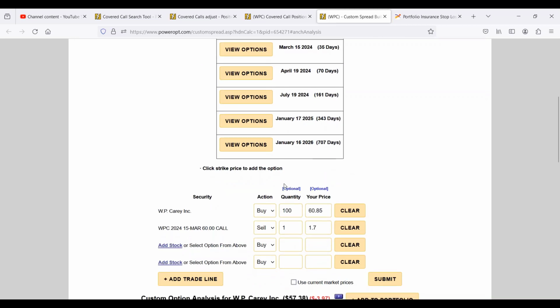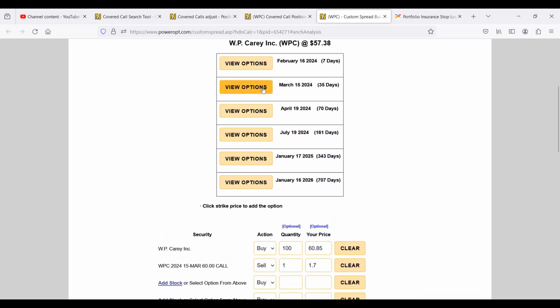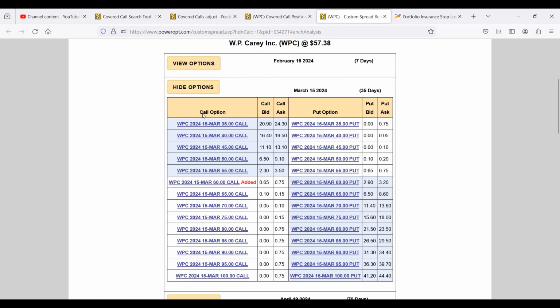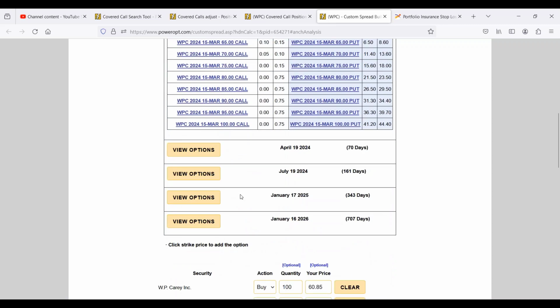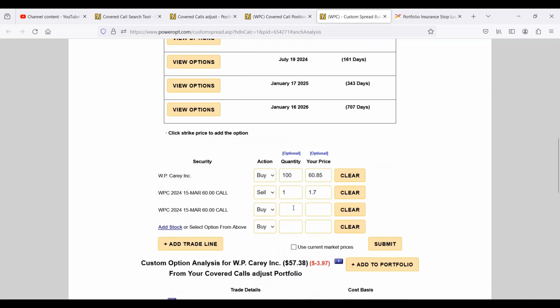So what am I going to do? I'm going to use this tool to simulate buying to close my March call. I have to do that first. So I click on the March series. We show that the March 60 call has already been added. I'm going to click it again. And we're going to tell the system we're going to buy it back for $1.